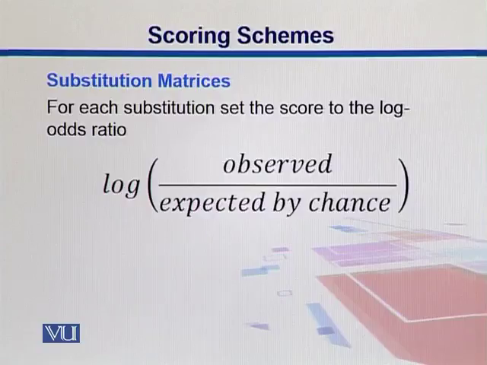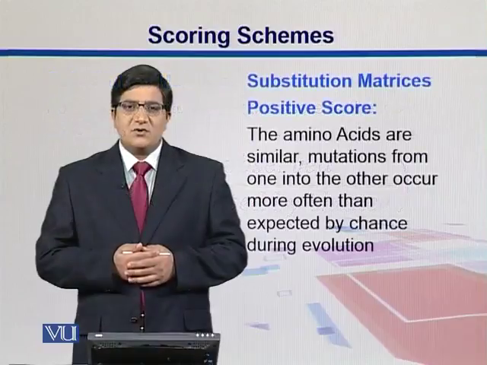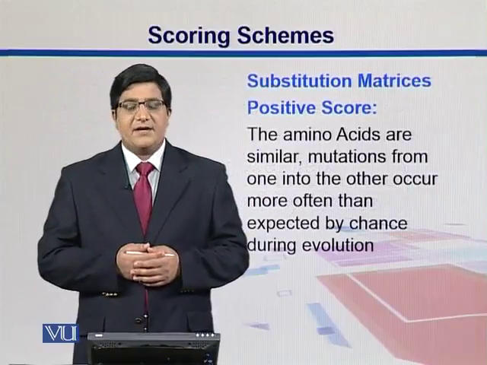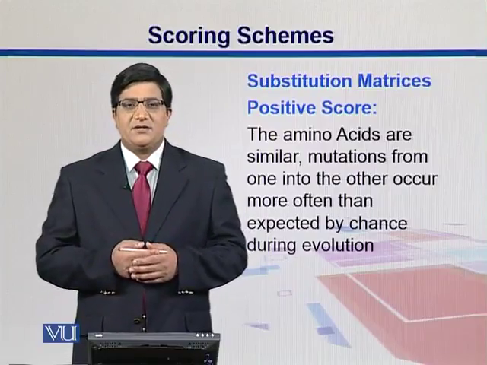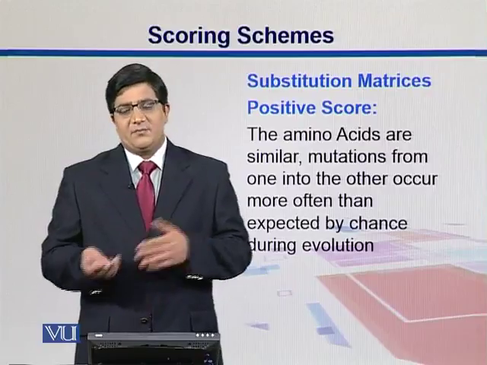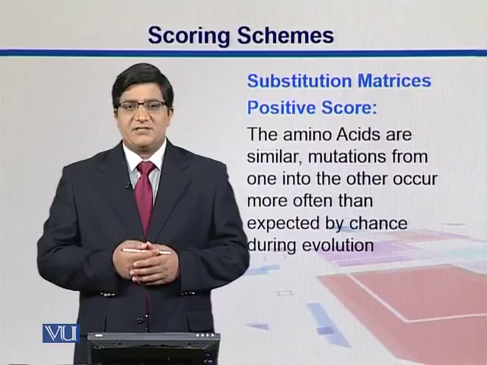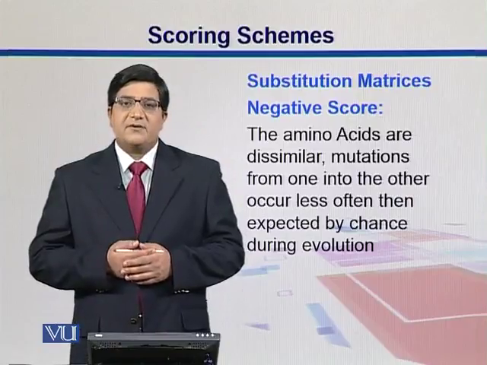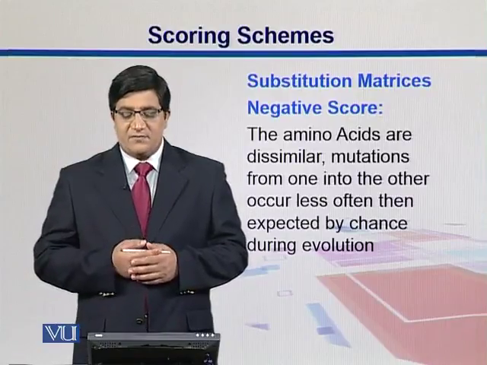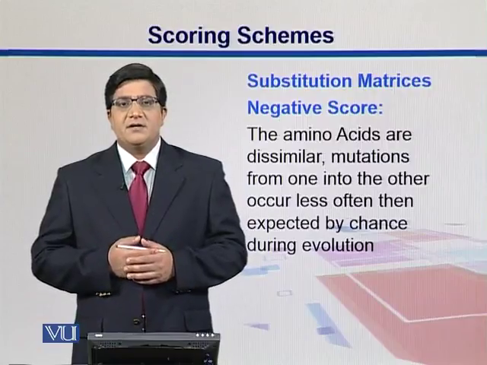If the upper term is higher, it is more frequent, so obviously our score will be positive. If the lower term is higher, we see them less frequent than expected, and then the scores become negative. So a positive score in those substitution matrices indicates that the amino acids are more similar, and the substitution of one amino acid to another is more frequent than expected by chance. Whereas if the amino acids are dissimilar and mutations from one to another occur less frequently, the score is negative.